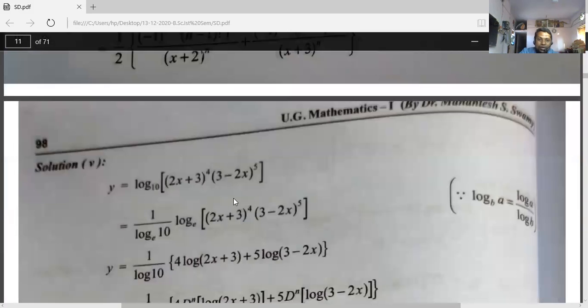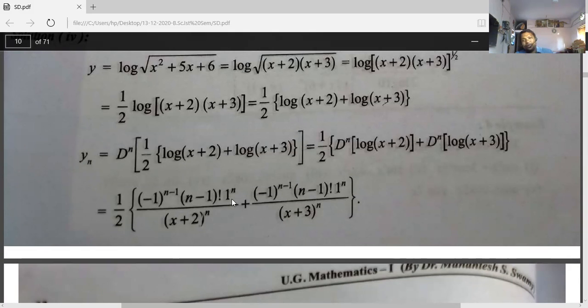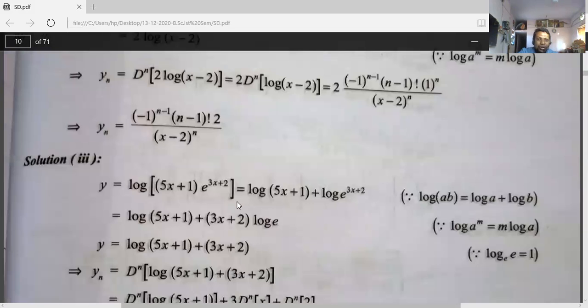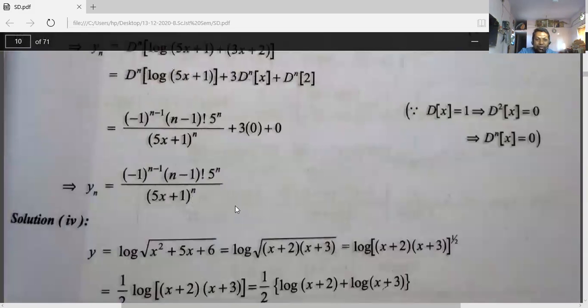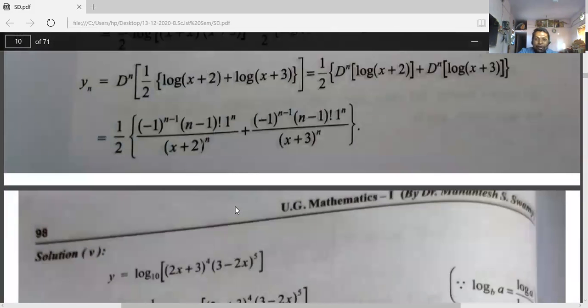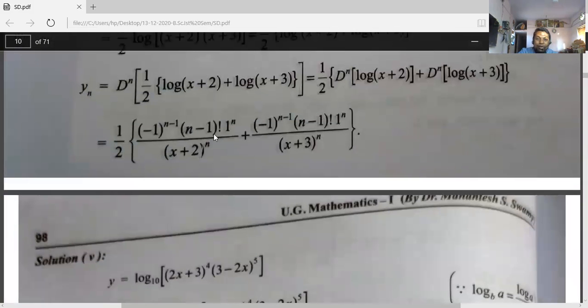Now, the same here. If you want, you can write one more step here. You can take minus 1 to the power n minus 1, n minus 1 factorial as common and write the remaining thing by taking that as common, or you can put it as it is, no problem, because 1 to the power n is 1. You can write the remaining as it is.